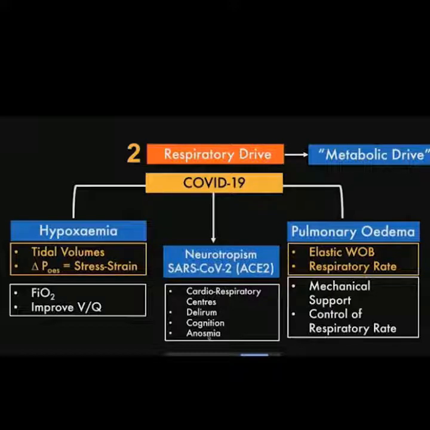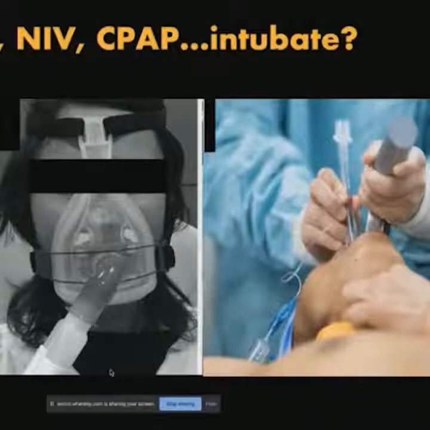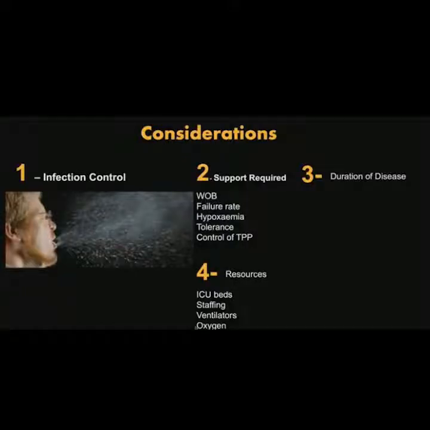So what do you do for patients with hypoxemia? Then obviously you increase the FiO2 and improve VQ mismatch, like I mentioned. And what do you do for pulmonary edema? Then you use mechanical support, controlling the respiratory rate through mechanical support or through neuromuscular blockade of the patients, so you can control the respiratory rate. So what mode of ventilation do you use? He said that for all this, it really depends on the considerations: the infection control. High flow nasal cannula could aerosolize the virus, so that's a concern. Also it depends on the support that's required, the duration of disease, and the resources.